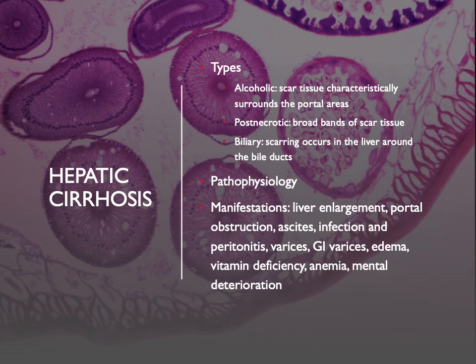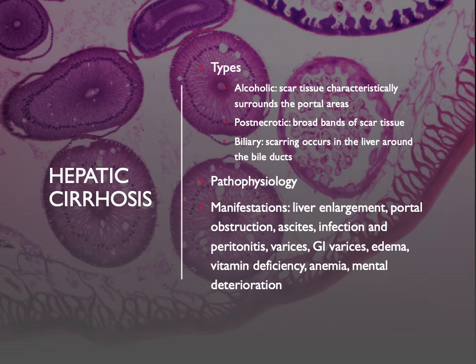Think about how we name scar tissue in other areas of the body. When the liver is scarred, we don't call it hepatic sclerosis. We call it hepatic cirrhosis, but just know that's what's going on. There are three types. Alcoholic is the most frequent, though I feel like those numbers are probably changing. It's caused by chronic alcoholism and it's the most common type.